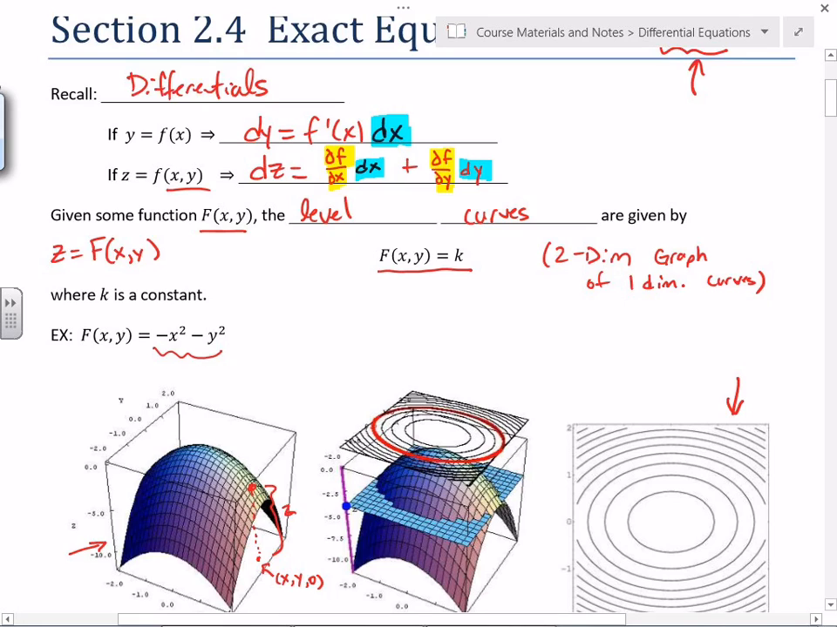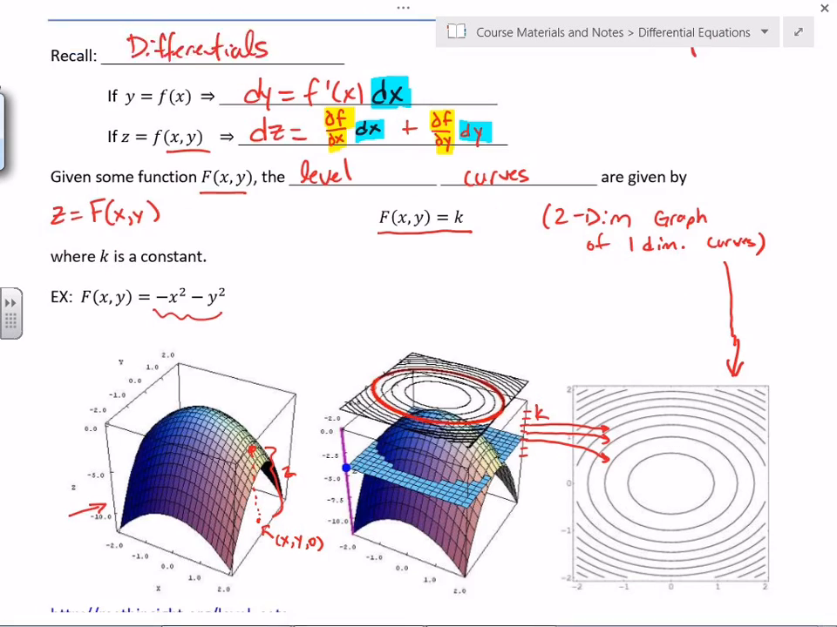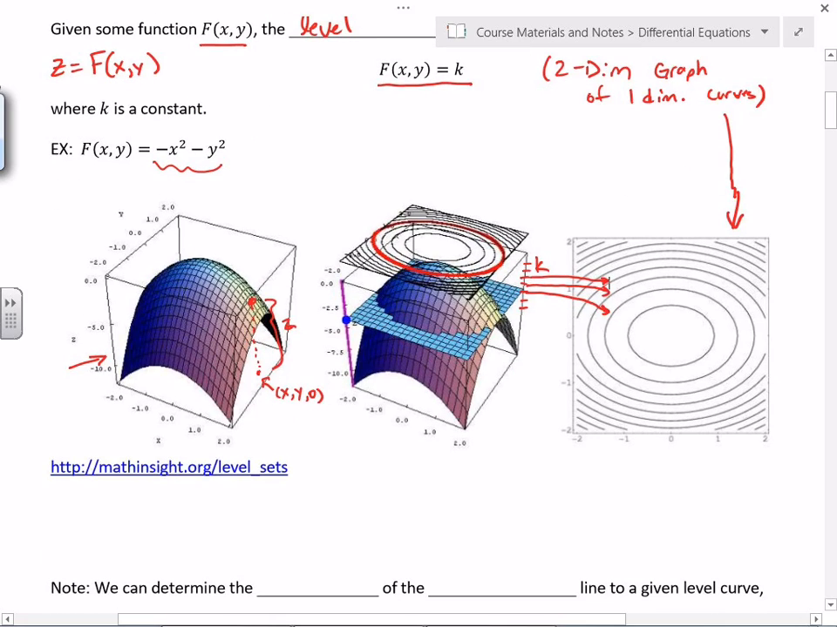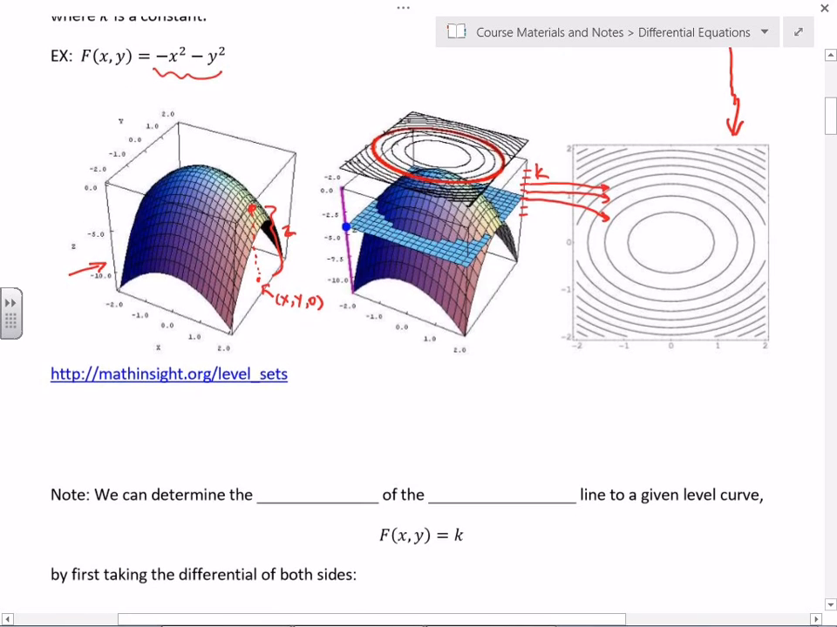So curves are lines, but you can graph them all on one 2-dimensional plane. You think of it as you have a series of different heights, k, and for each one of those, you correspond with one of these lines, right? That's representative of that particular level curve. There's a nice little applet that you can run at mathinsight.org, level sets, to see some of these things, but that's actually not vital to being able to do the homework for this section.